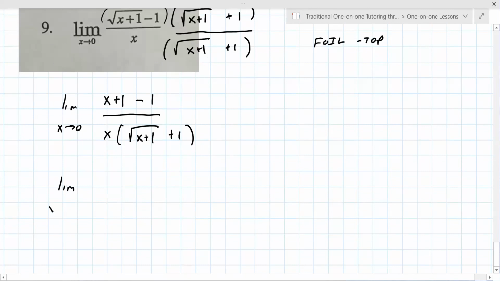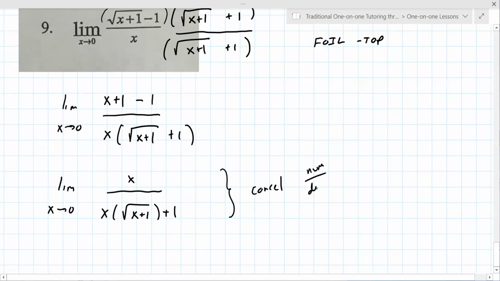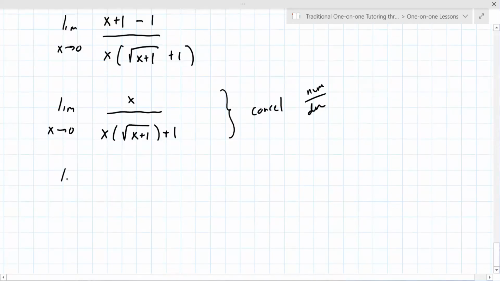So the limit as x approaches 0, you get x over x times (square root of x plus 1 plus 1). If you have done this step correctly, you will always cancel something in the numerator and denominator. Do you see how the x's cancel? So when the x's cancel, what is left in the numerator? 1. Yes, great answer. So the limit as x approaches 0 of 1 over square root of x plus 1 plus 1.